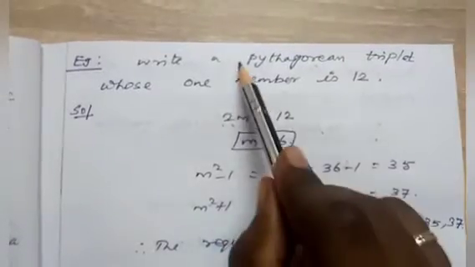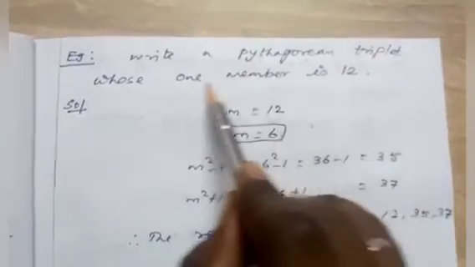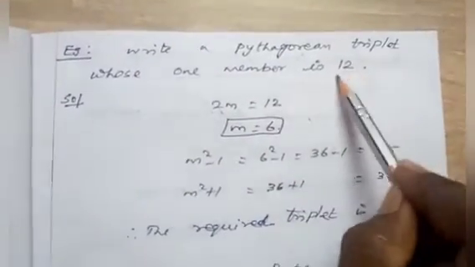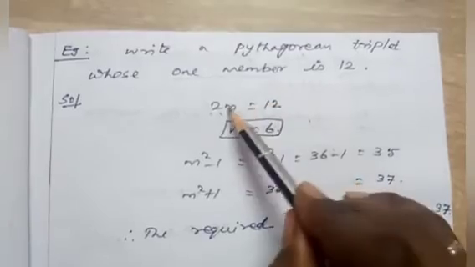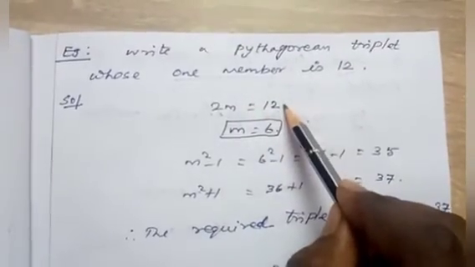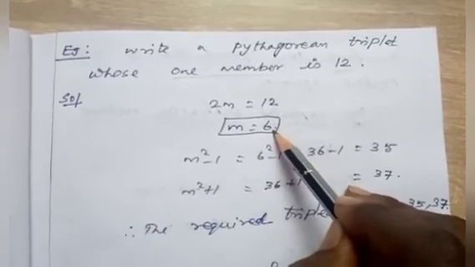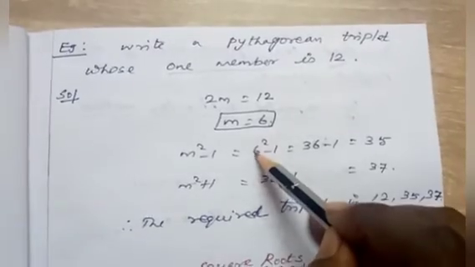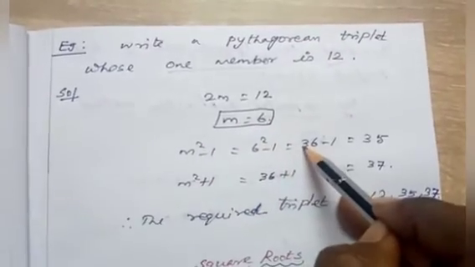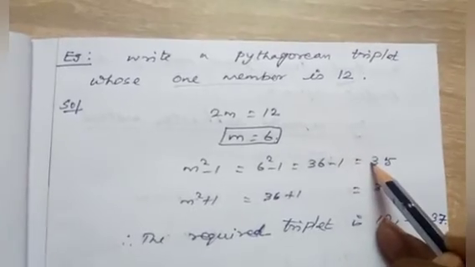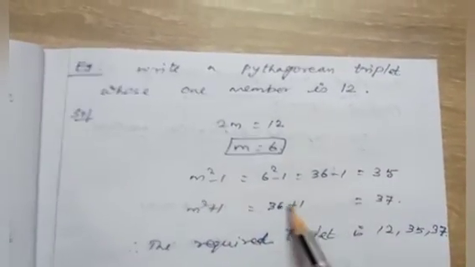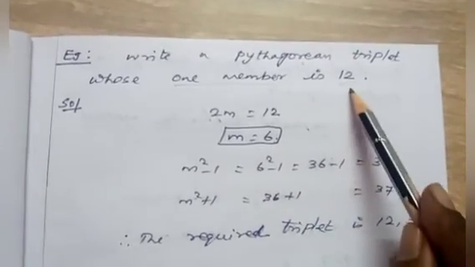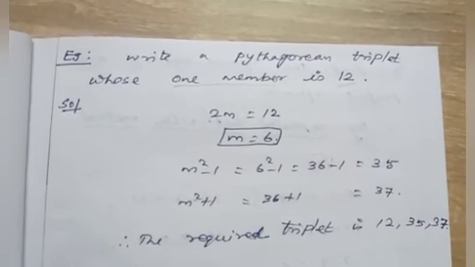The next example is: write a Pythagorean triplet whose one member is 12. Now let us choose 2m is equal to 12. So m is equal to 6. The other two members are m square minus 1 and m square plus 1. Substituting m value 6, 6 square minus 1: 6 square is 36, 36 minus 1 is 35. Then m square plus 1: 36 plus 1 is 37. So the required triplet is 12, 35 and 37.